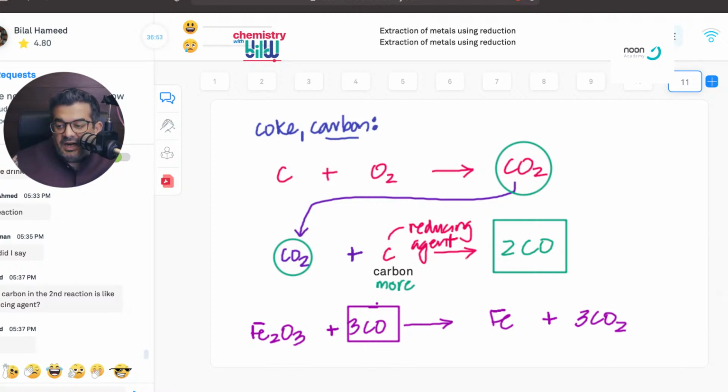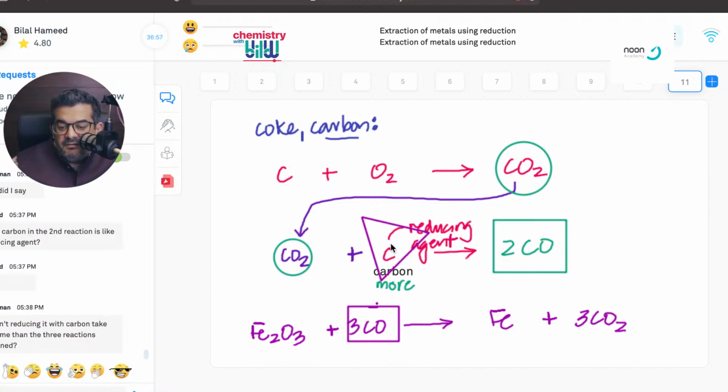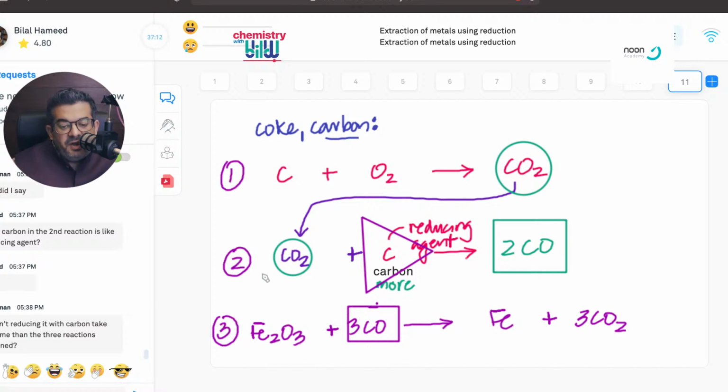Because this carbon, then I'm going to make a triangle around, which is so weird. The carbon that I have made a triangle around is acting as a reducing agent, and the carbon dioxide is acting as the oxidizing agent in, let's call it, reaction number 1, reaction number 2, reaction number 3. So in reaction number 2, carbon dioxide is becoming carbon monoxide through reduction, and who's reducing it? Carbon.